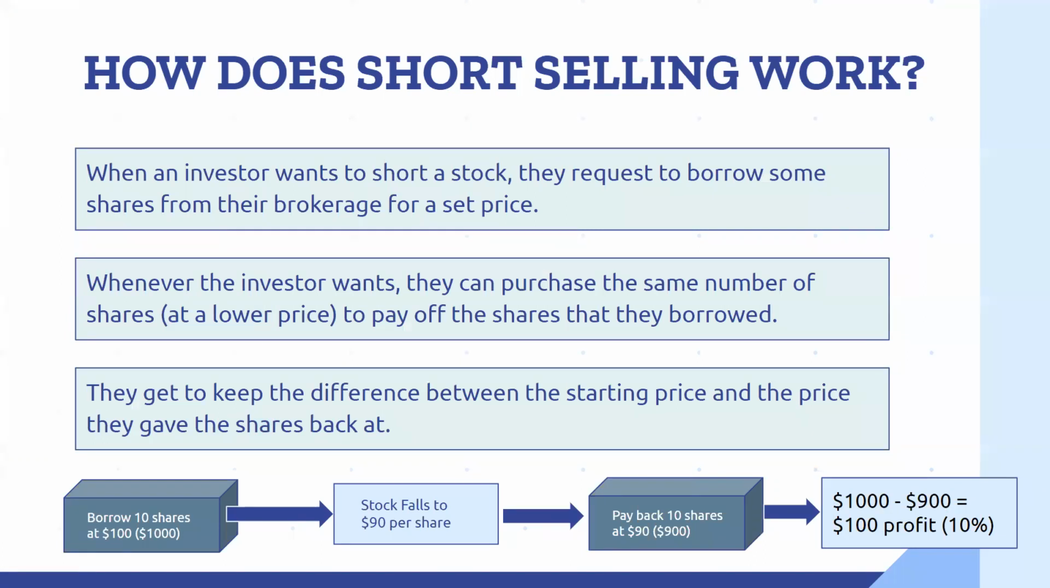So let's say you borrow 10 shares of a stock at $100. So the total cost of you borrowing the stock is $1,000. So now you owe $1,000 to your brokerage. But let's say the stock falls to $90 per share. And since you only owe 10 shares, you get to pay back those 10 shares at $90 per share, or $900. And since you initially borrowed $1,000 worth of stock and you only have to give back $900 worth of stock, you get to keep the $100 in between, leading to a $100 profit overall, or 10% on the investment.